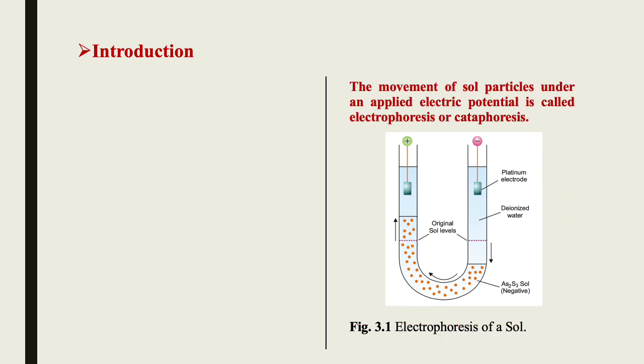So the movement of sol particles under an applied electric potential is called electrophoresis. After the electric potential is applied, the particles inside may be charged. Due to this charge, the movement will happen after the electric potential is applied. So it can go either towards positive or negative. Based on that we will decide, and this phenomenon we call electrophoresis or cataphoresis.